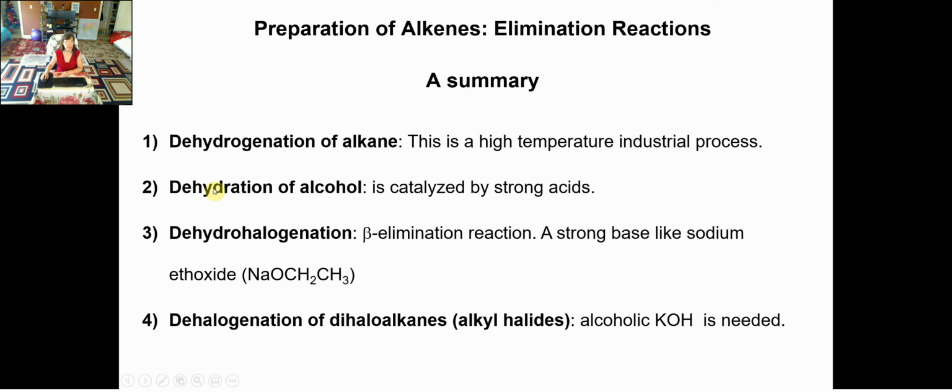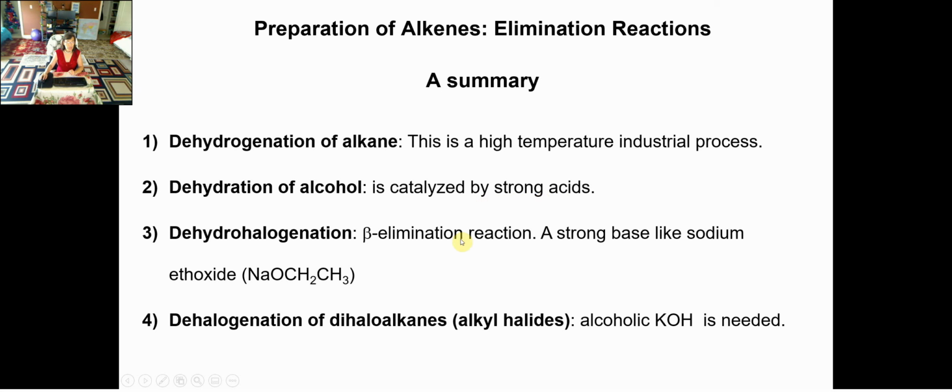So here is a summary. You can use the dehydrogenation of alkanes to produce an alkene. You remove 2 hydrogens from 2 neighboring carbons, called alpha and beta, so it is called beta elimination. So dehydrogenation removes a hydrogen molecule. Normally this reaction is under high temperature and is an industrial process. The second reaction is called the dehydration of your alcohol. You are going to remove a water molecule, and this reaction is also a beta elimination and is usually catalyzed by a strong acid.